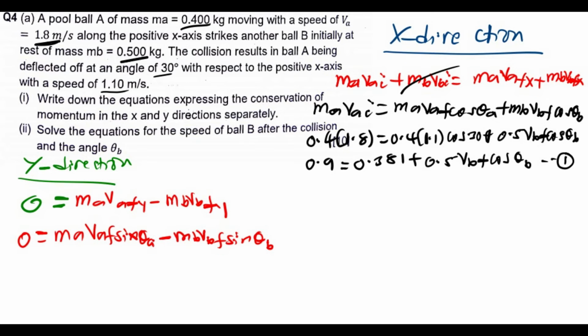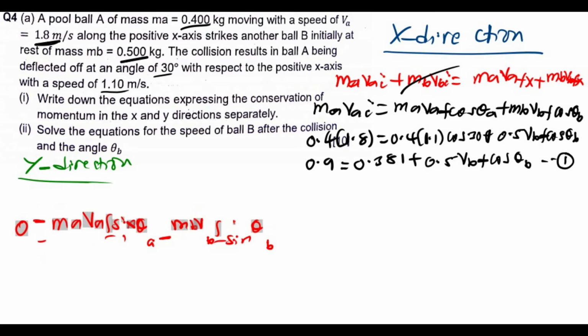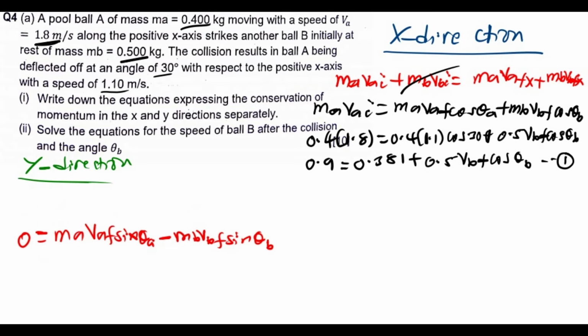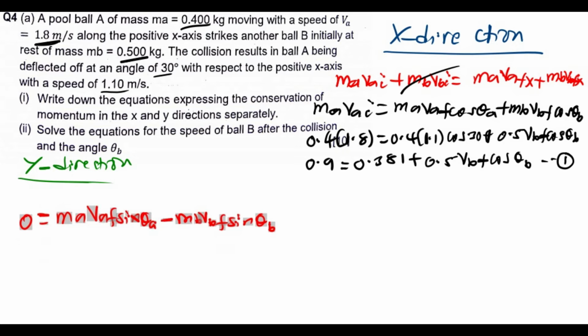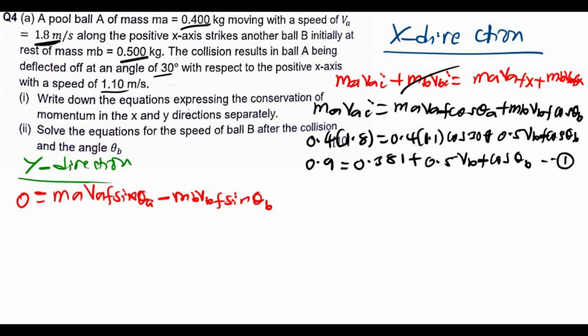Now I can go back to the y direction. I also plug in the values. So let's plug in the values. MA is 0.4. VA we have been told is 0. The final one now is 1.1, sine theta is 30, minus here M, this is 0.5. VB we don't know. The theta we don't know.